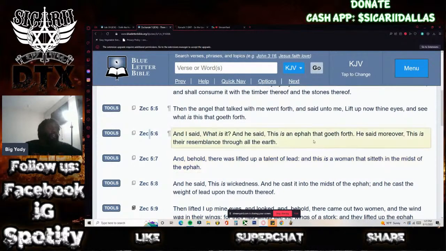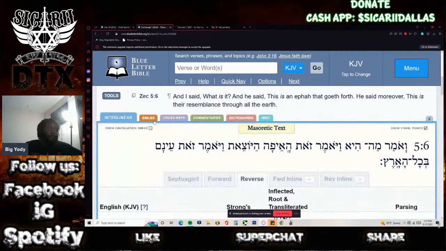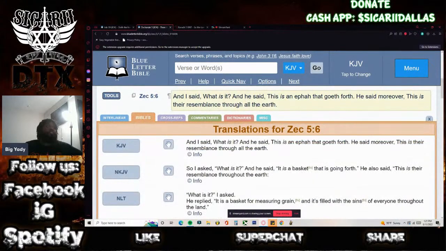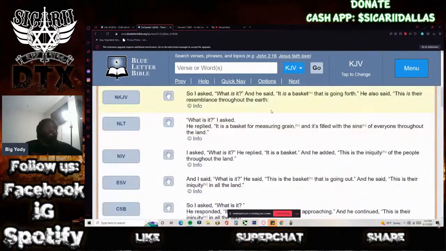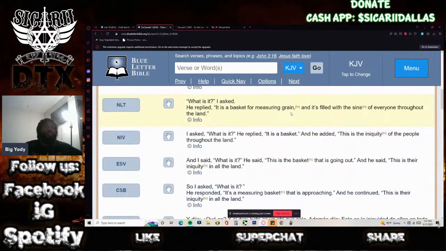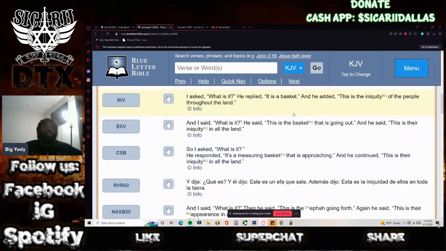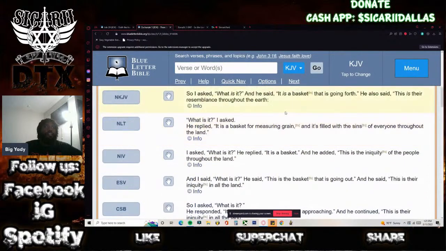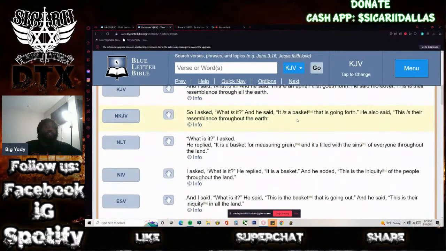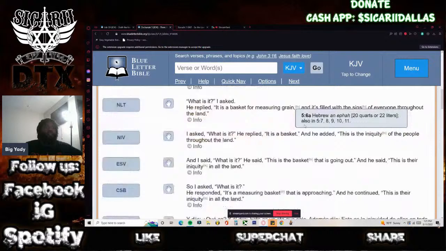So after giving that synopsis, we're going to go ahead and run straight through it. Oh, no, I'm going to get one more point. When you look at verse 6, let's read it in another translation, because it says, "this is their resemblance throughout the earth." This will prove what I'm saying. Israel, this is the basket. This is their resemblance.